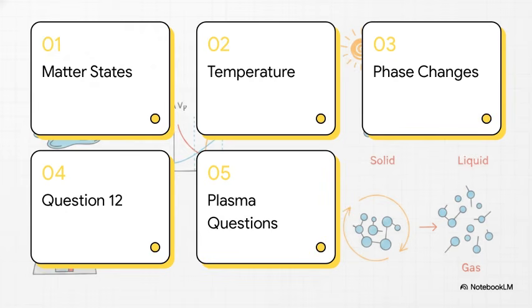First up, matter states, or halat al-mada. 2. Temperature, darajat harara. 3. Phase changes, tahayyurat al-hala. 4. We'll tackle question 12 head-on. And 5. Plasma questions, asilat al-plasma.